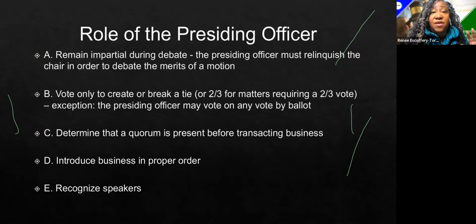You also are the one that recognizes speakers. So everyone should say, Madam President or Madam Presiding Officer, not Lula or whoever it might be giving the report. That's not the presiding officer. You are the only one, as presiding officer, to recognize who can speak.